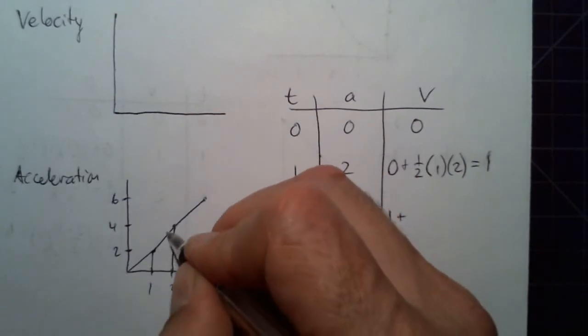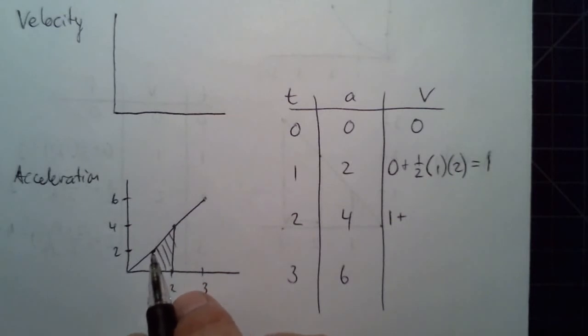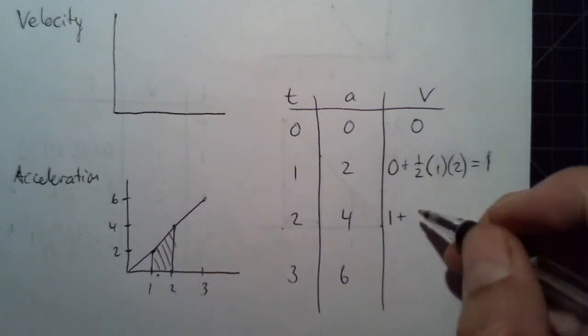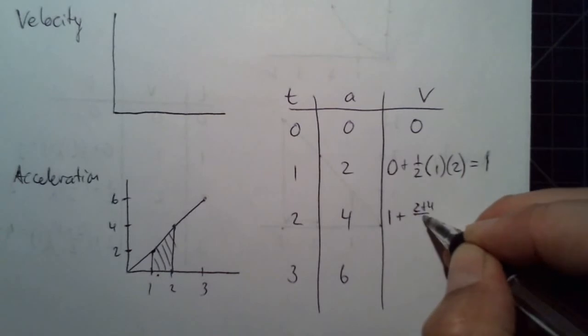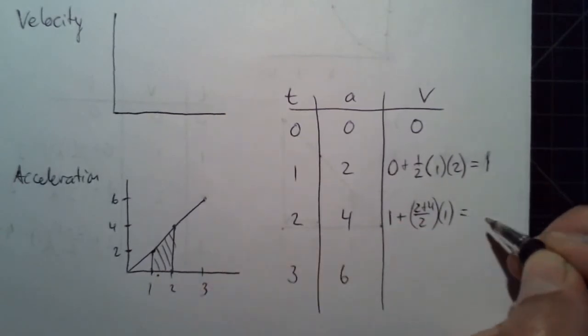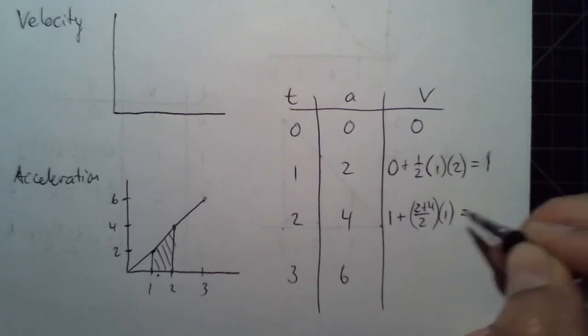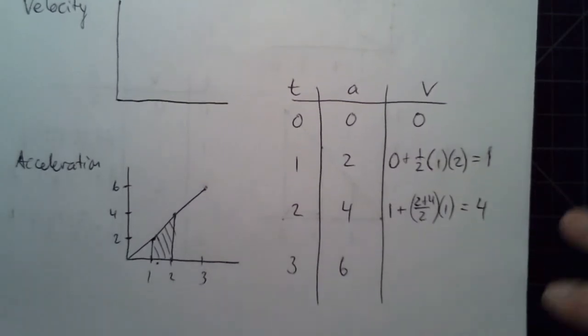Let's find the next area. So that's going to be a trapezoid. We have 2 plus 4 divided by 2 times the base is 1. And that'll be 6 over 2 is 3. 3 plus 1 is 4.